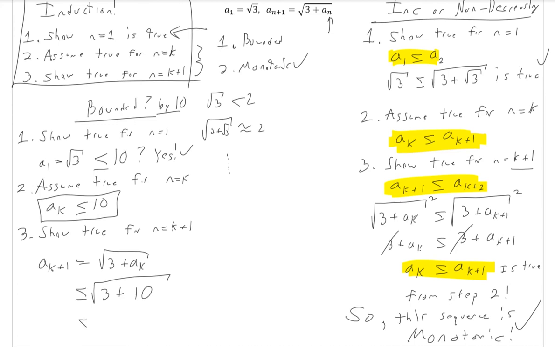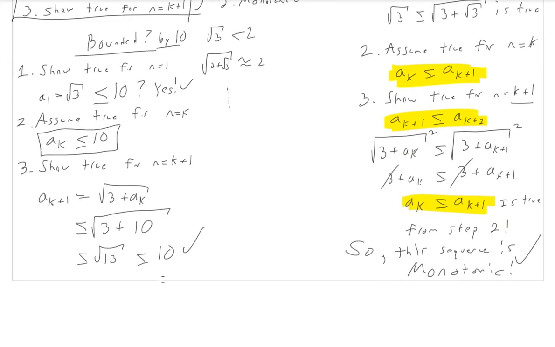Well, what we have now is the square root of 13. And the square root of 13 is itself less than or equal to 10, because it's less than the square root of 100. So, done. So, this sequence is bounded. That's all we need.